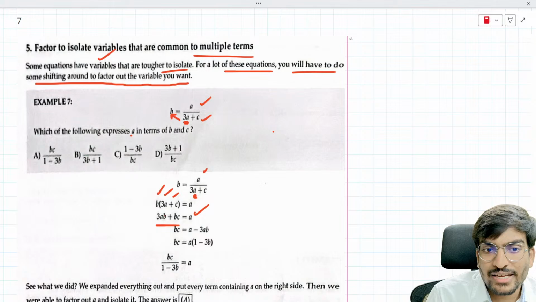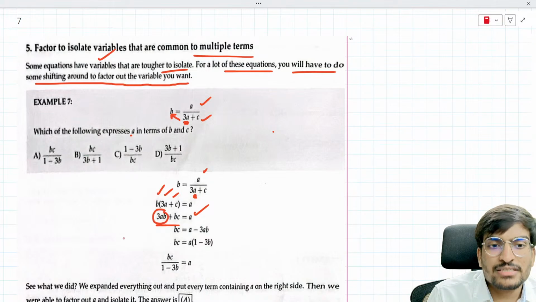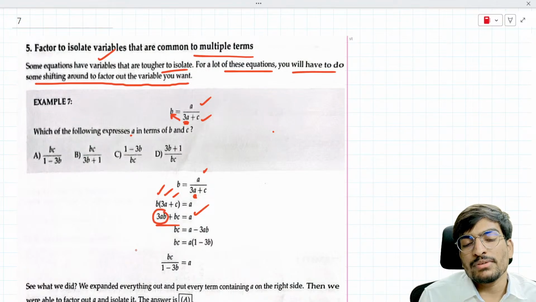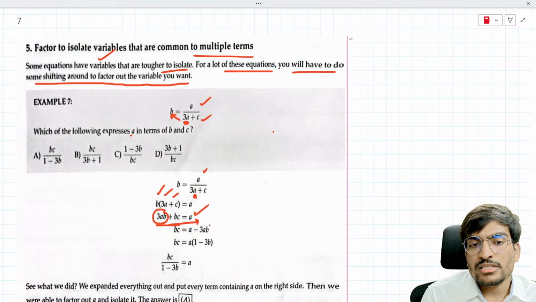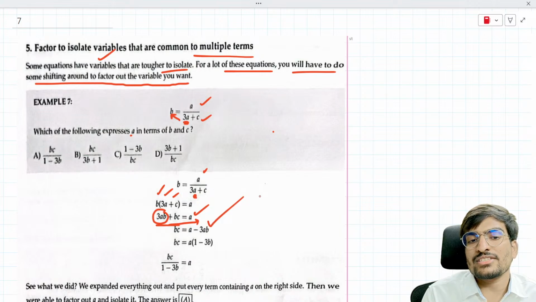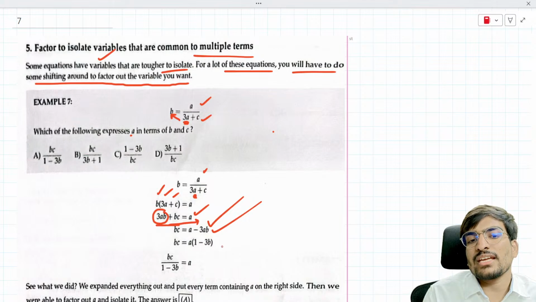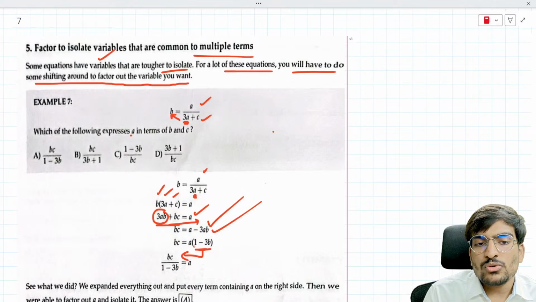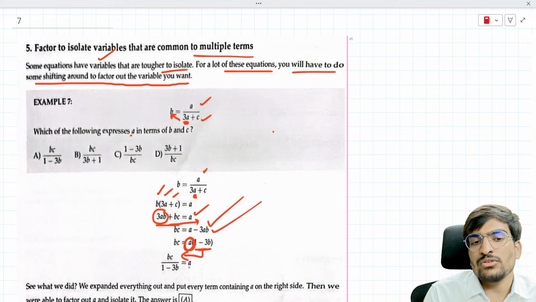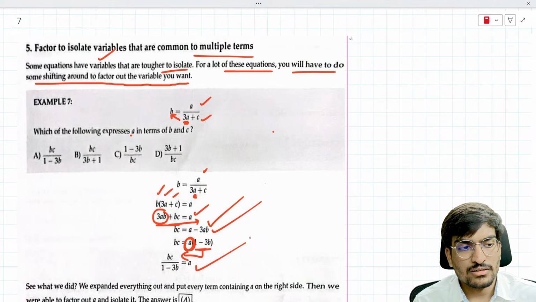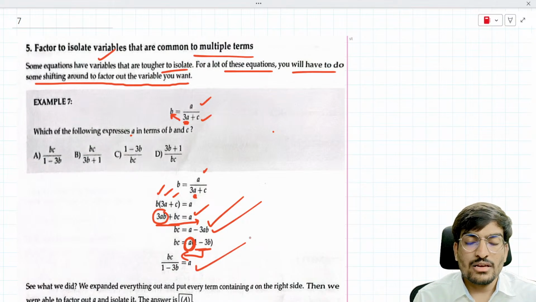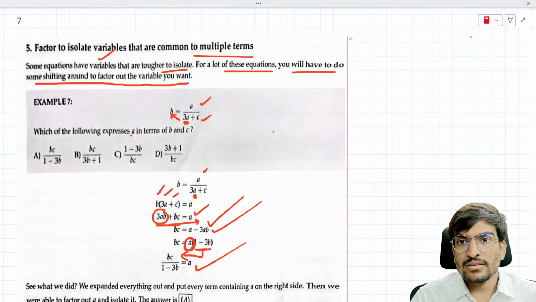So here A is there, and after multiplying, we are transposing 3AB to the RHS. When we transpose, we get A minus 3AB. So we take A common in the next step. After taking A common, we get 1 minus 3B. And now you transpose this to the other side. Why? Because you need only the A term. When you transpose, you get this term finally. I think it makes sense now. Just type fine if it is fine.